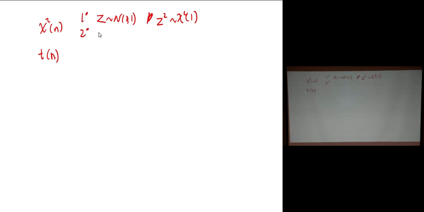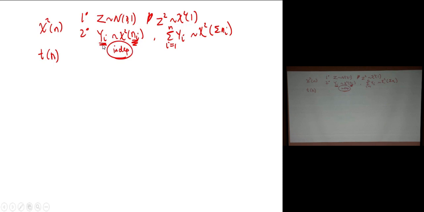The second property is that if each yi follows a chi-square with degrees of freedom ni, then the sum of yi, i from 1 to n, that means y1 plus y2 plus y3 and so on, will follow a chi-square with degrees of freedom equal to the sum of the parameters here. Of course, I forgot to mention, the y's have to be independent. All right, so that's some of the properties of the chi-square distribution.